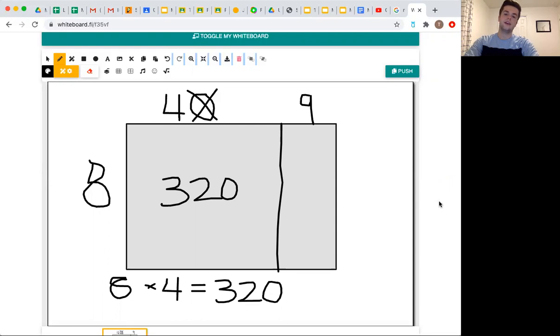So 8 down, 9 over. But we know how to count by 9s. So let's count by 9s 8 times. So we've got 9, 18, 27, 36, 45, 54, 63, 72, 81. Okay, so 81 is our answer for 8 times 9.